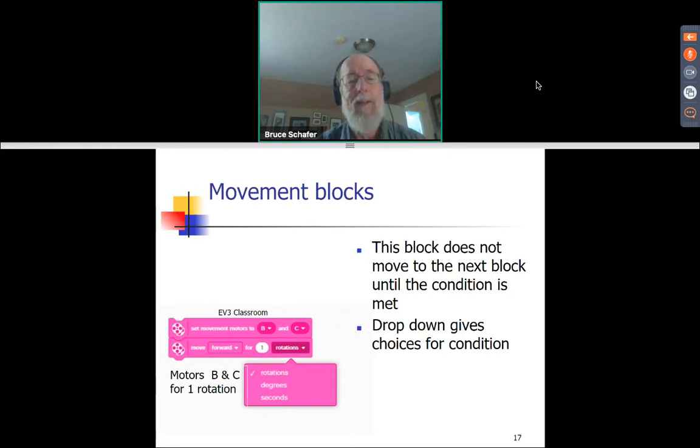If it's a smaller wheel and it's only 10 centimeters in circumference, then one rotation will take it a shorter distance. If they know the diameter and not the circumference, you may either need to teach them the rule that circumference equals the diameter times pi, or approximately 3.1, or maybe they already know that from school.